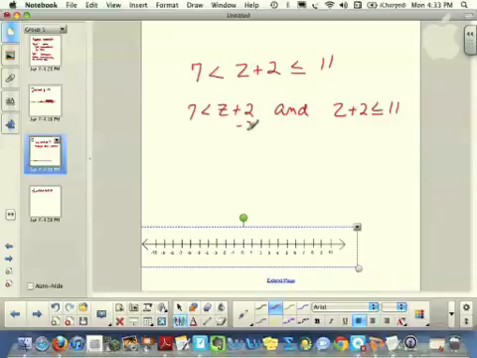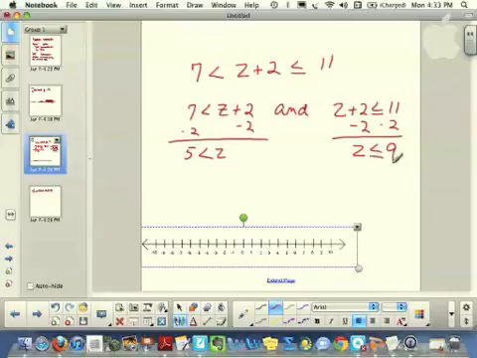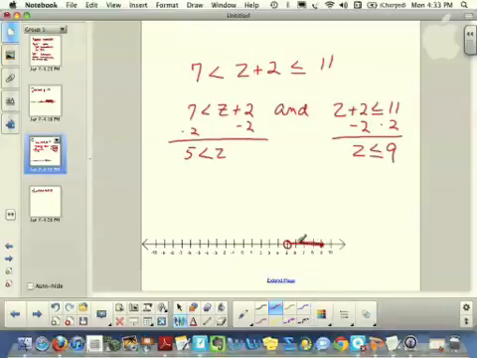The first one, I will subtract 2 from both sides. Z is greater than 5. And this one, when I subtract 2 from both sides, z is less than or equal to 9. So when I go to graph it, I know that it must be greater than 5, so I'm going to put a circle on the 5 and everything to the right, but it also has to be less than or equal to 9. I'm going to color in 9 and know that everything to the left gets shaded in. So this part is the intersection.